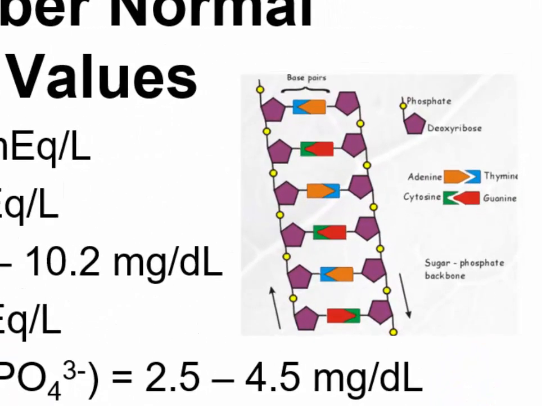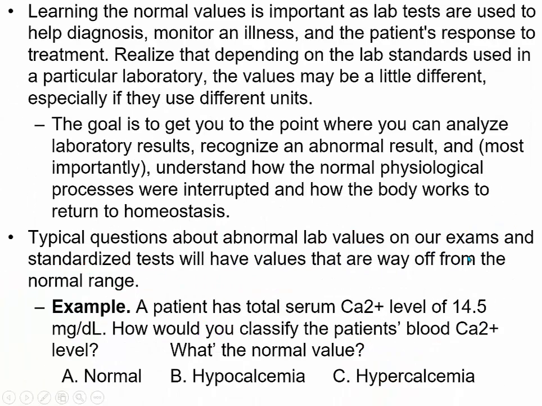If you're not familiar with DNA, it's double-stranded. It has the backbone here, which is a sugar phosphate backbone. The yellow dot is phosphate. The purple structure here is a sugar. So we say it's a sugar phosphate backbone.